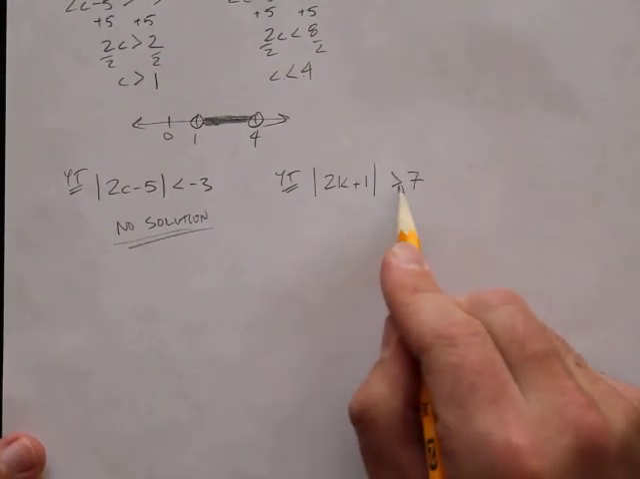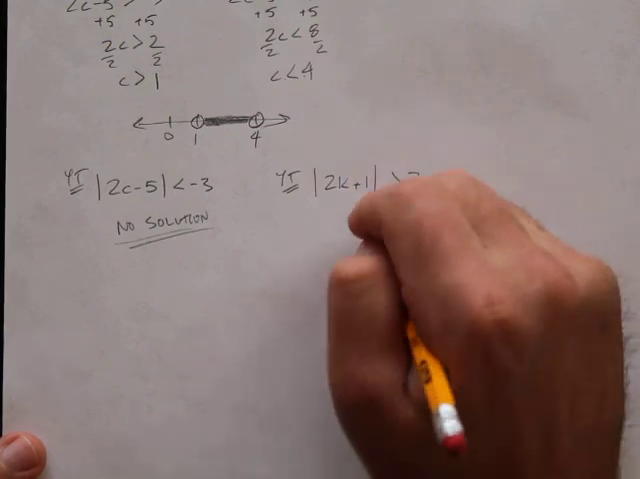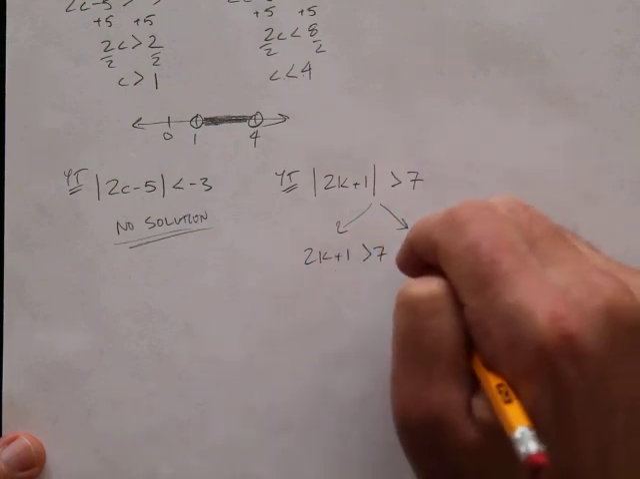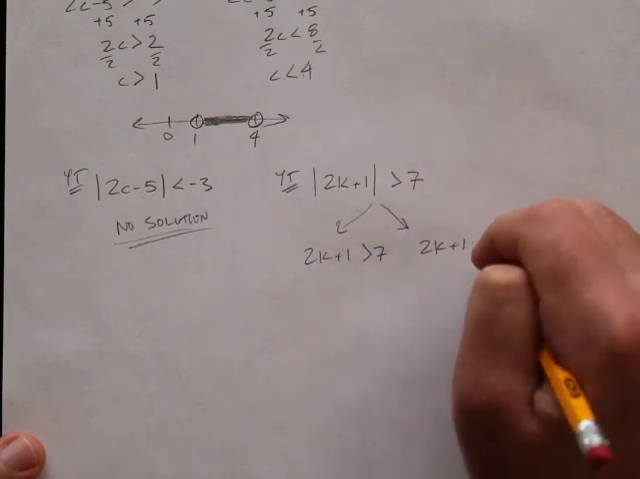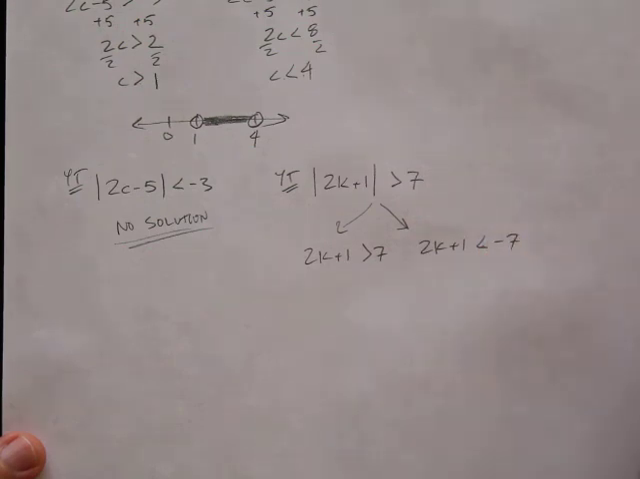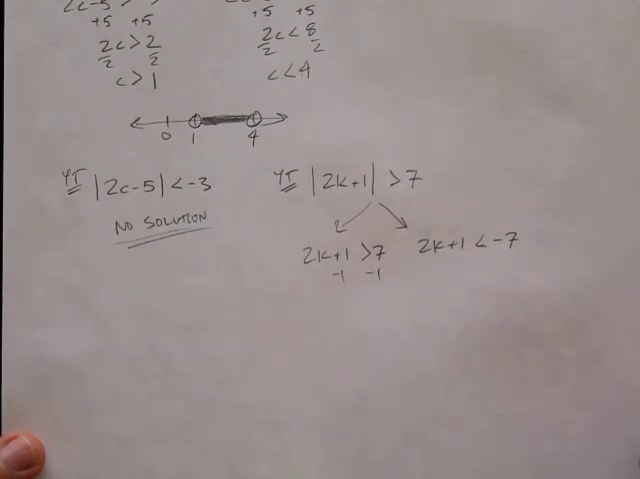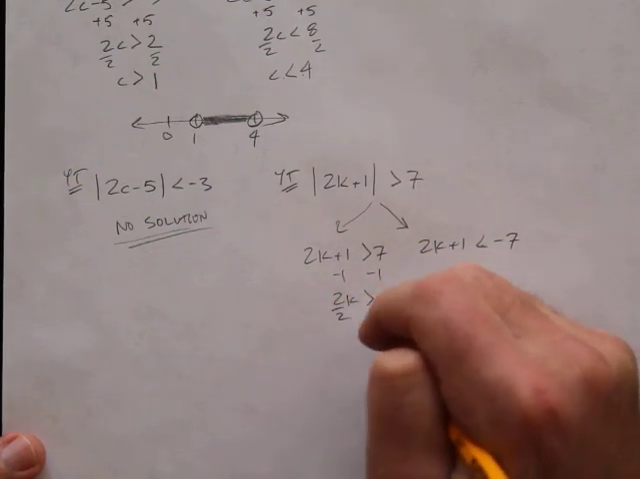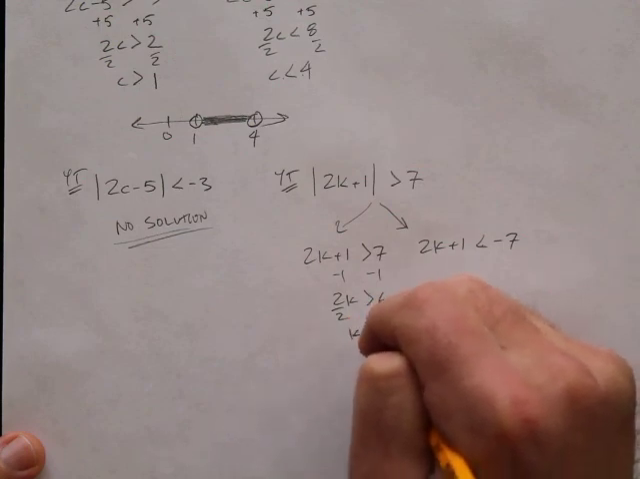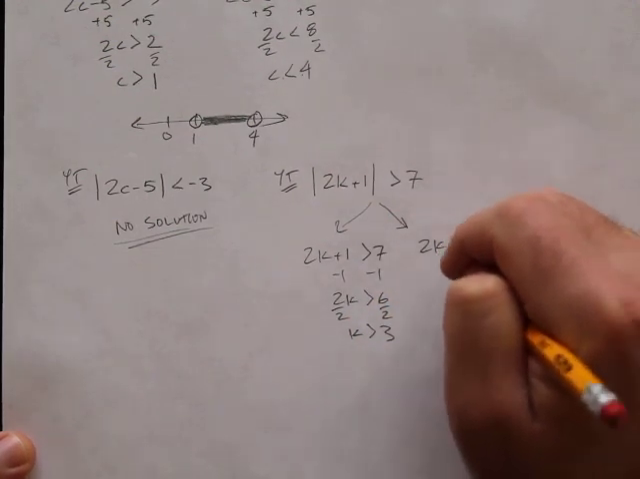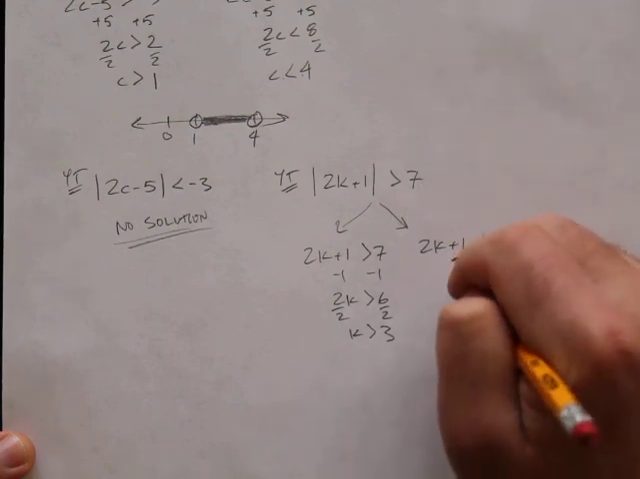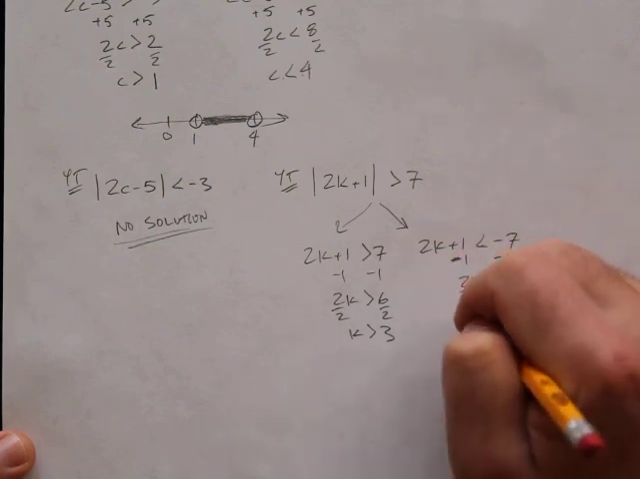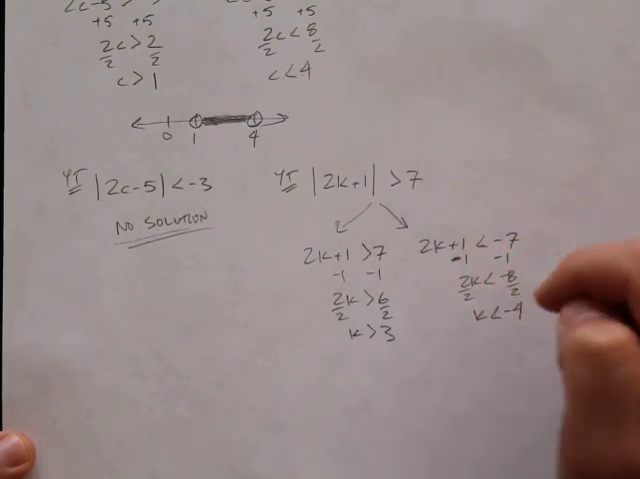This one here can be greater than positive 7, so I'm going to break this up. 2k plus 1 is greater than 7. 2k plus 1 is less than negative 7. Change both of my signs here. Subtract 1 from both sides. 2k is greater than 6. Divide by 2. K is greater than 3. Subtract 1 from both sides of this one. 2k is less than negative 8. Divide by positive 2. K is less than negative 4.